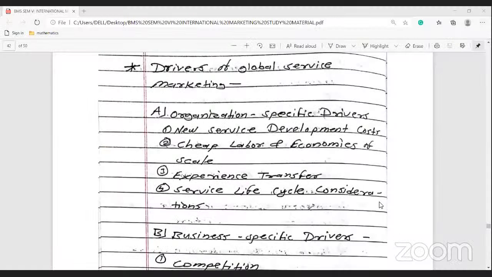Sorry for the interruption. And global markets services. The development of services can be done by the services cost.